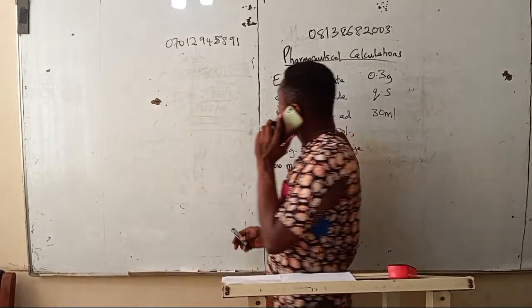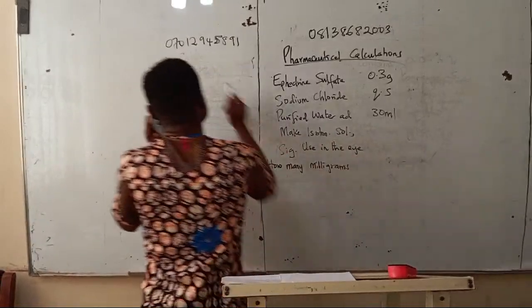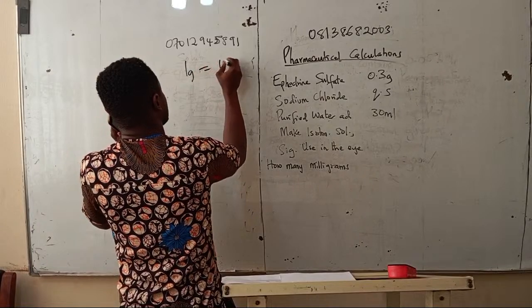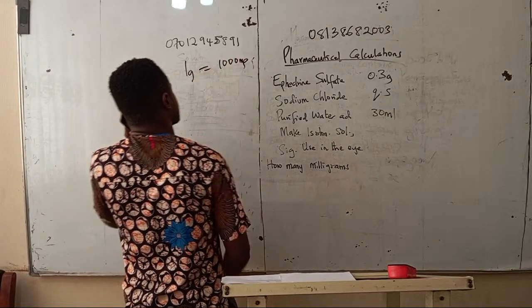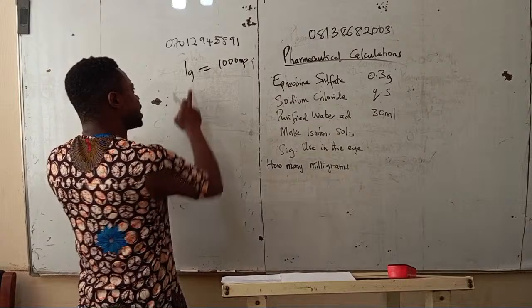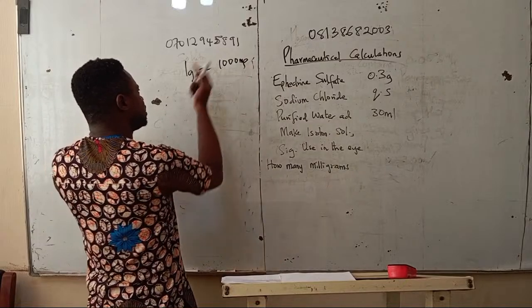So it's simple now. One gram is equal to 1,000 milligram. Remember, it's simple. 1 gram is equal to 1,000 milligram.